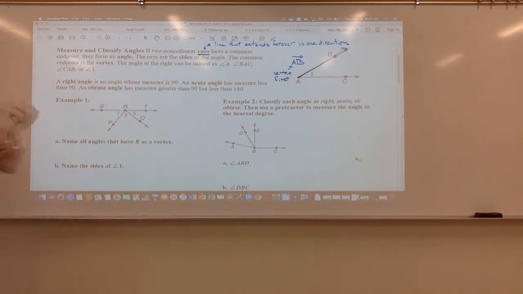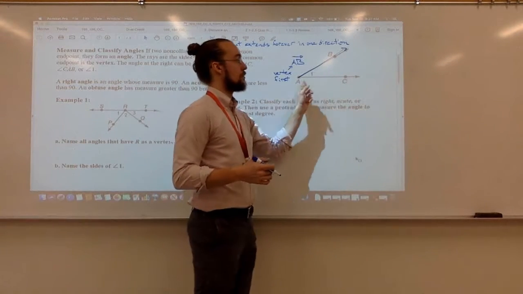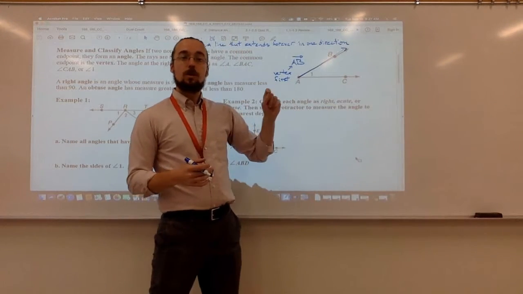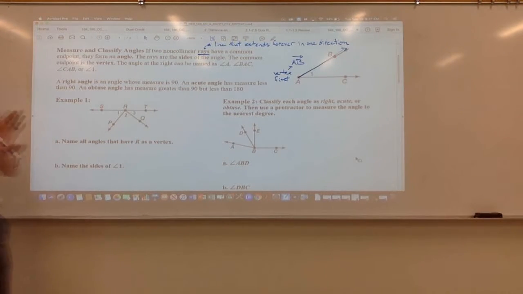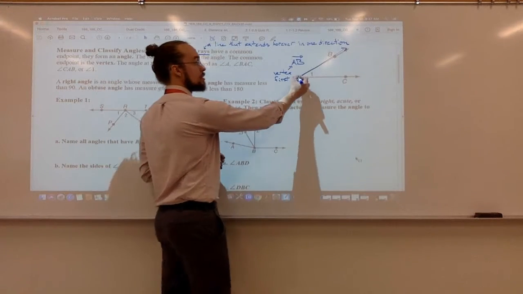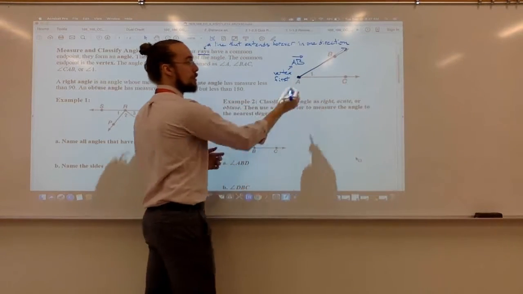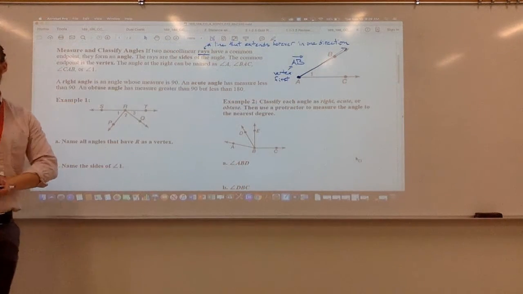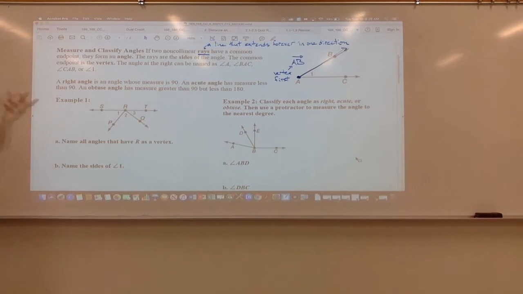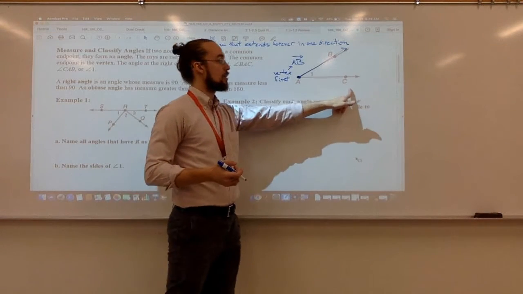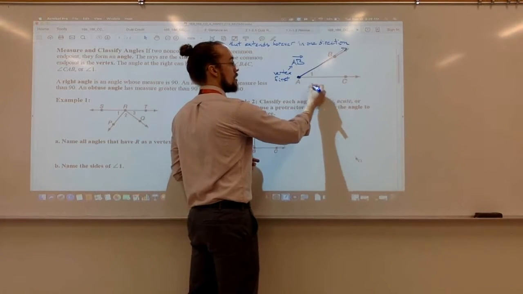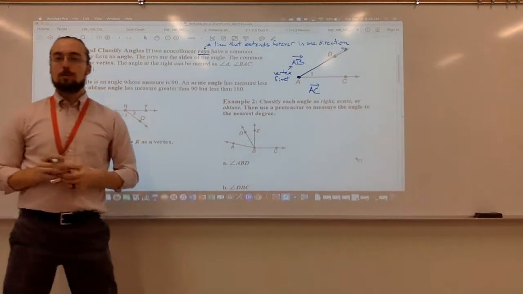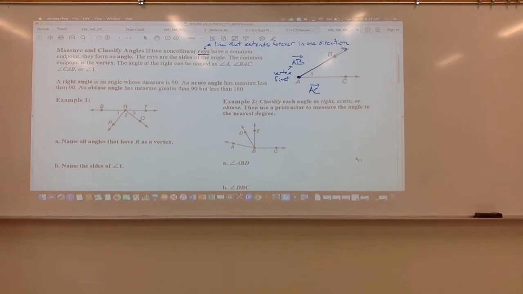So how would I name this side of the angle? A vertex, when we're talking about an angle, is the point at the end, basically, the point where the two rays meet. So how would I name the other side of this angle here? AC with a line over top with 1 arrow. Questions so far?